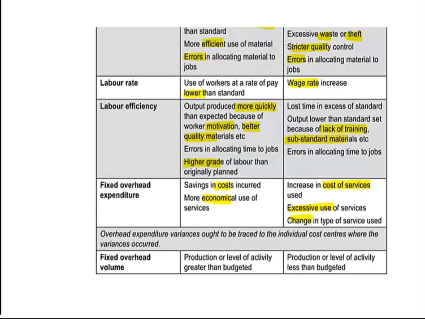The volume variance, remember, which is based on the number of units being produced, is likely to be favourable if we've produced more units than we thought, and the fixed overhead volume variance will be adverse if we've produced fewer units than we anticipated.